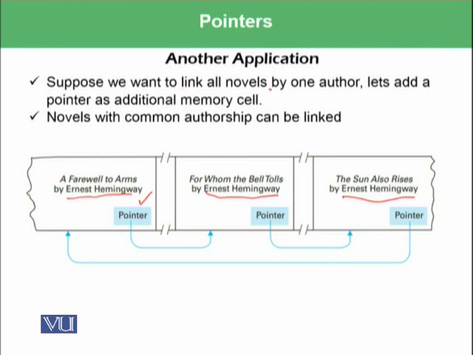So now let's put a pointer within each novel. We want to link all novels by one author. Let's add a pointer as an additional memory cell, and within that pointer let's store the address of the next novel. So this pointer is storing the address of this one, this pointer is storing the address of this one, and this pointer is storing the address of this one. So if you come across this novel, you can traverse using this pointer to this, and using this pointer to this, and again using this pointer to the last location. This means all of the novels written by the same author have been linked together in the RAM.